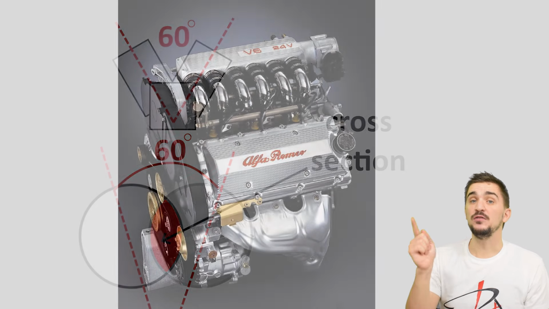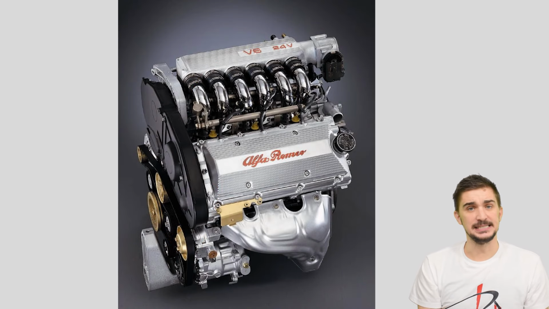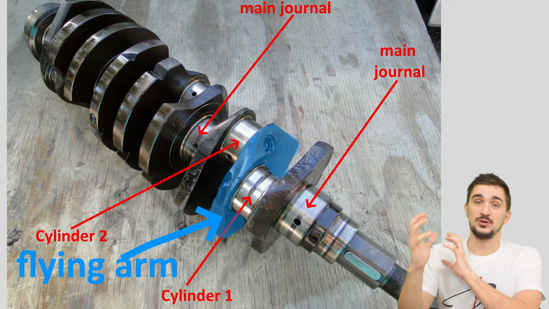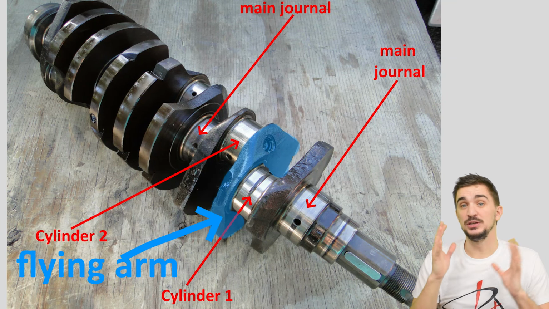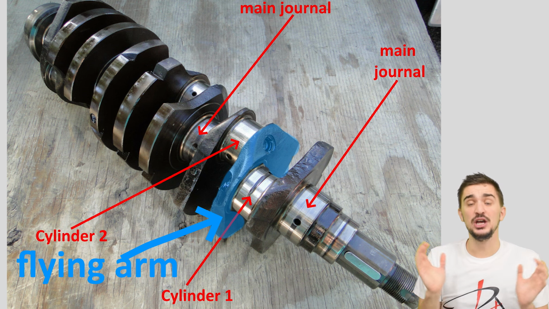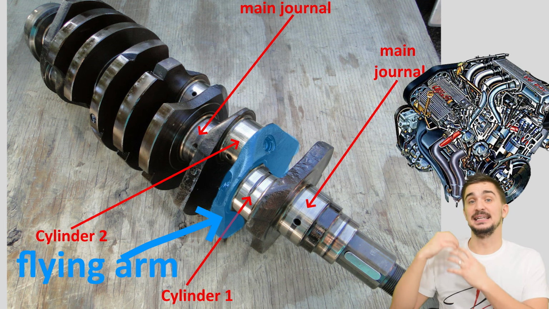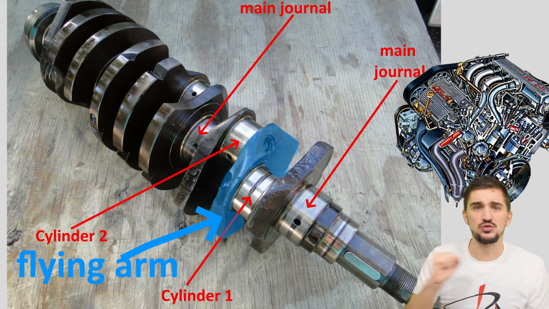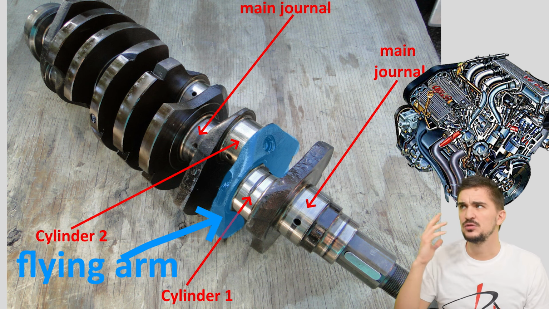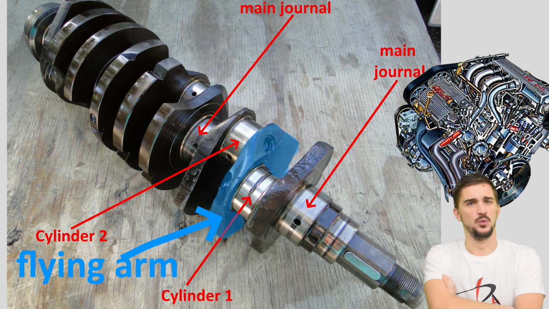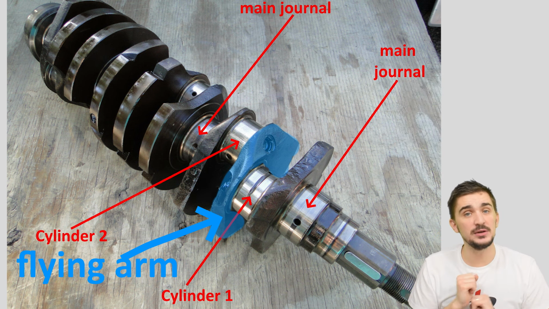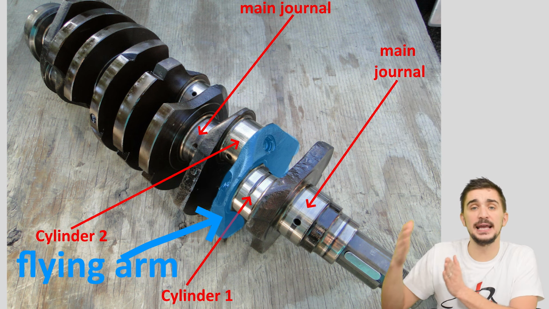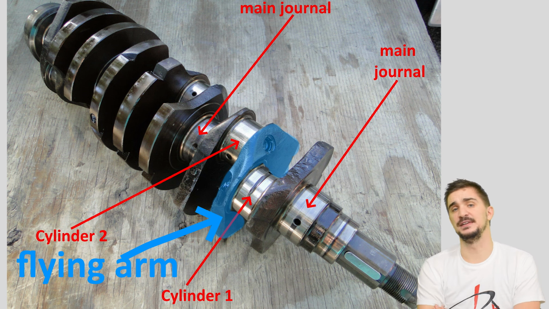We can do what Alfa Romeo did in their Busso V6 engine. We can put flying arms between the offset crank pin halves, and what we just got is a narrow compact V6 that has an even firing interval, power stroke overlap, and a strong crankshaft. It's a quadruple win. So with a bit of engineering, we finally managed to fix the firing interval problem while still retaining the compact nature of the V6.